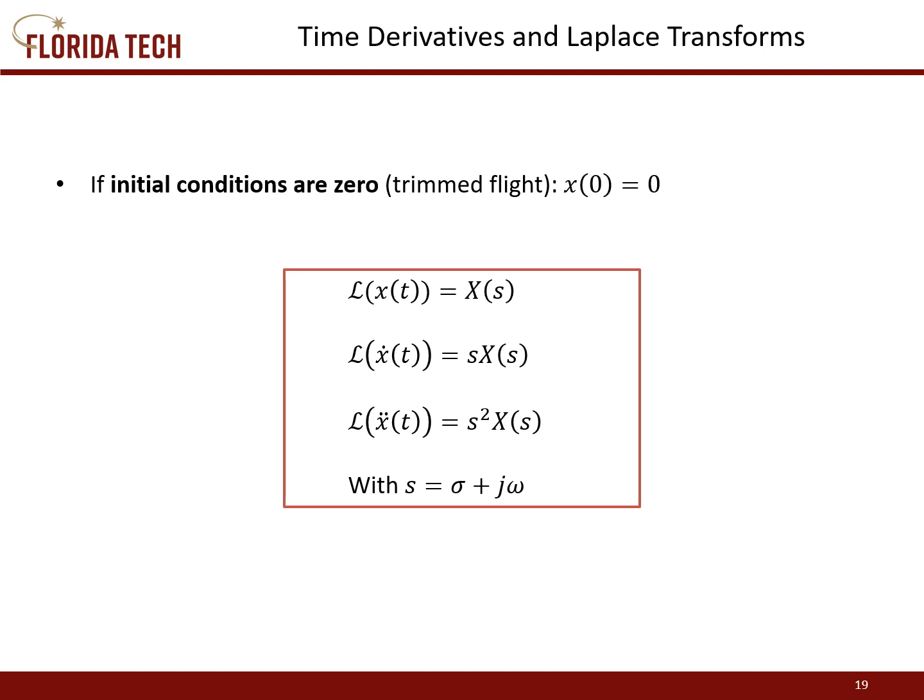But typically we start from trimmed flight because we're engineers and we're lazy, and it makes the math easy. So if we have zero initial conditions by starting from trimmed flight, then we can basically use this property in our differential equations.